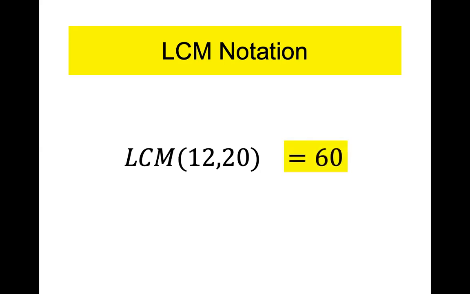Okay, so we have notation just like we did for GCF. The notation is going to have an L, a C, and an M, and it's going to have parentheses and 2 numbers. So tonight for homework, they're going to write it like this. They're saying, give me the least common multiple of 12 and 20. Make sense? We write our answer with an equal sign and whatever that multiple is.